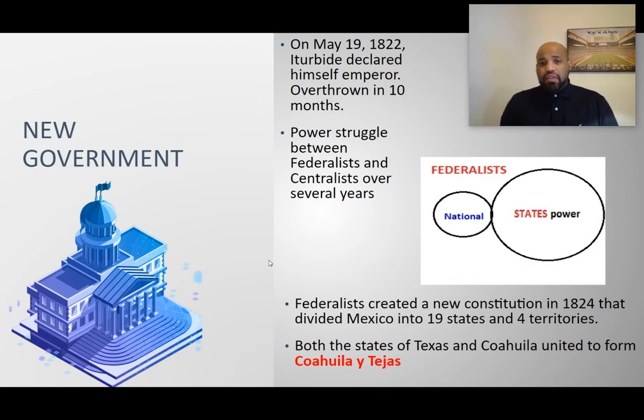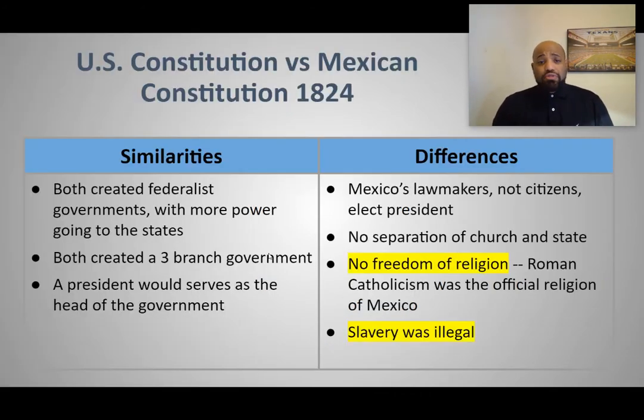All right. So in closing, we'll wrap this thing up. These are some quick similarities and differences between the U.S. Constitution and the Mexican Constitution. That's something we'll probably dive into a little later. But you see the main difference here is that in Mexico, there is no freedom of religion. You pretty much got to be Catholic. And also, the major difference is that slavery was illegal. In the United States at this time, slavery is legal, but in Mexico, can't do that.